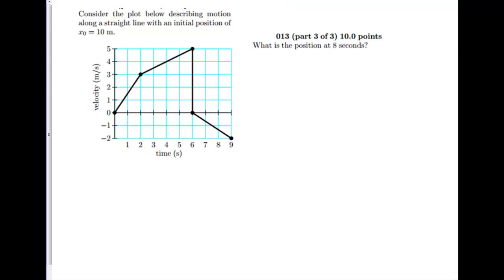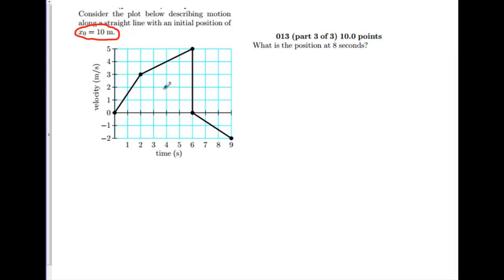Okay, this is the University of Texas problem. This is number 13. 13 asks, what is the position at 8 seconds? Alright, a couple things you want to note here on this one is, you want to find out what your initial position is here. It tells you x0 is 10. That means when time is 0, you are at 10.